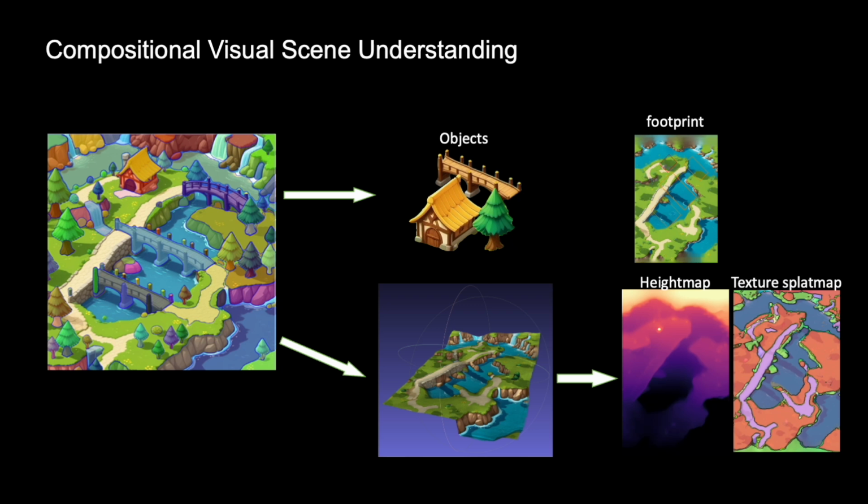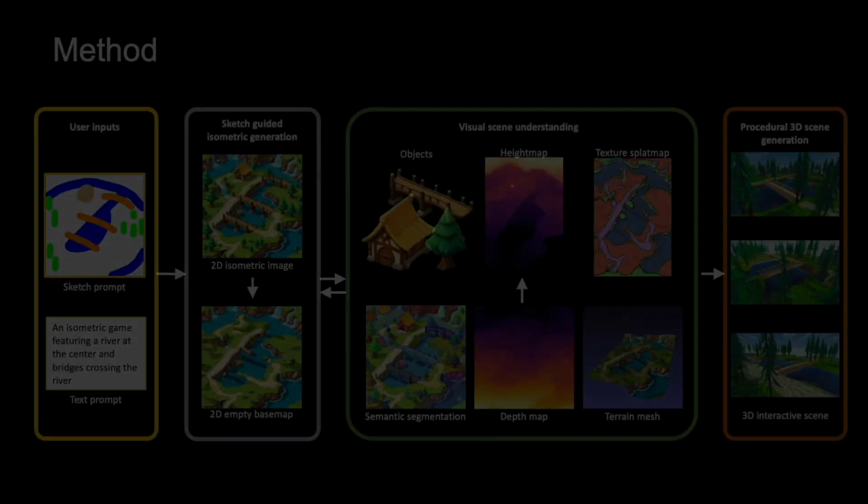For objects like buildings and other landmarks, instance segmentation is applied to obtain the 2D reference image for each object and estimate their pose within the 3D scene, which will be used for object retrieval or reconstruction at a later stage. We finally perform procedural 3D scene generation techniques for scene creation and rendering.